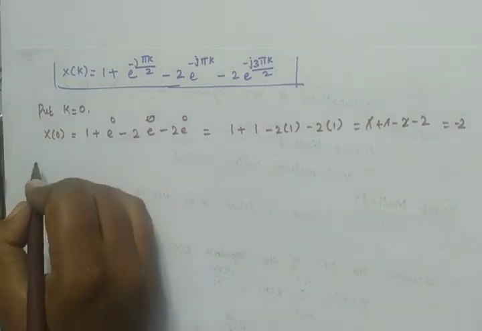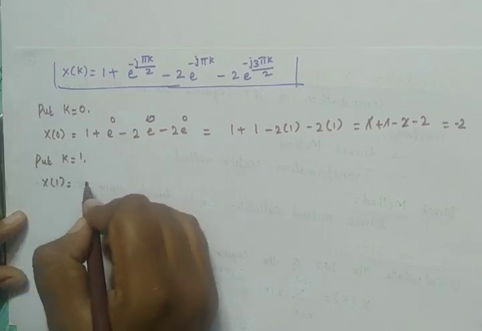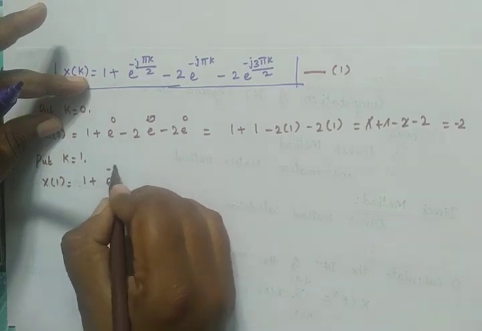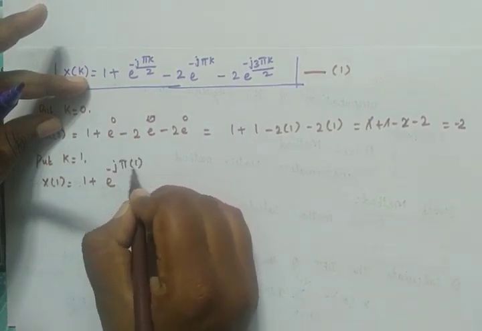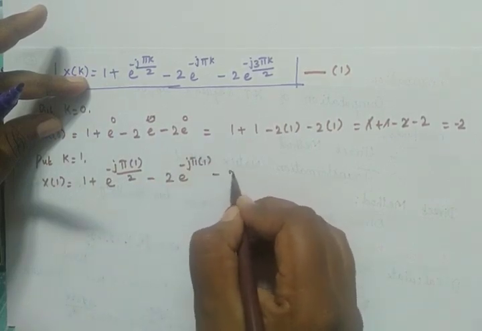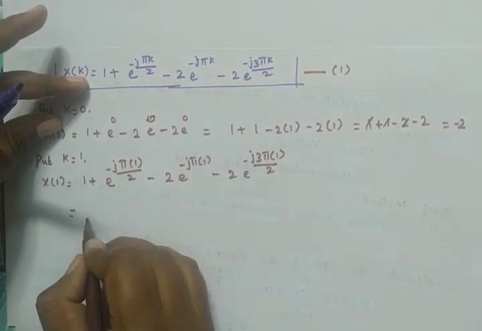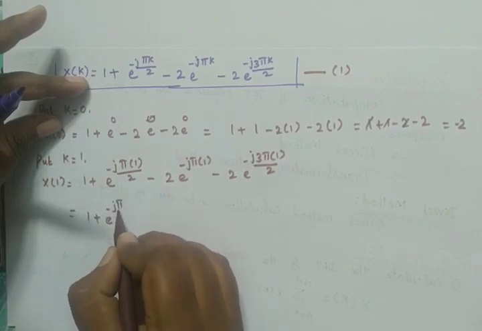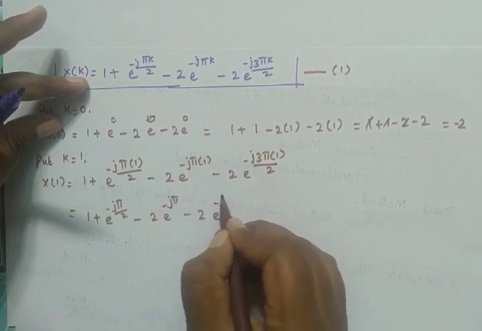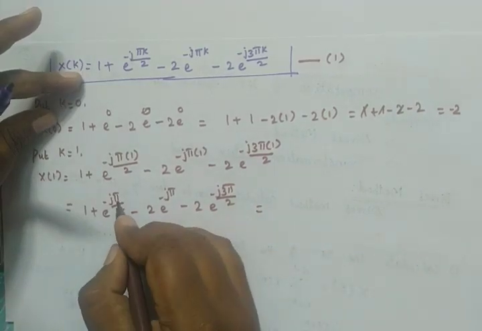Now substitute k is equal to 1. So X of 1 is equal to, substituting in this equation, 1 plus e power minus j pi into 1 by 2 minus 2 e power minus j pi into 1 minus 2 e power minus j 3 pi into 1 by 2. Therefore, we can write this as 1 plus e power minus j pi by 2 minus 2 e power minus j pi minus 2 e power minus j 3 pi by 2. Now substitute the values. We know that pi is equal to 180.